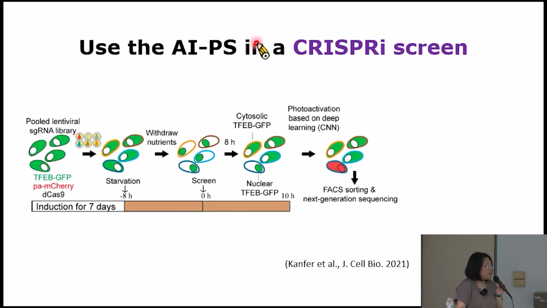So in the same paper, what they're actually interested in is designing a CRISPR screen to isolate factors that are required for the translocation of a transcription factor called TFAB. TFAB is a transcription factor that is translocated into the nucleus. You'll see the nuclear green signal here if the cells have been starved. Upon starvation, TFAB would translocate into the nucleus.